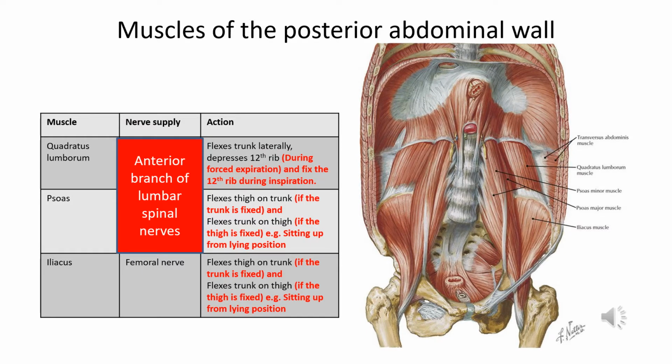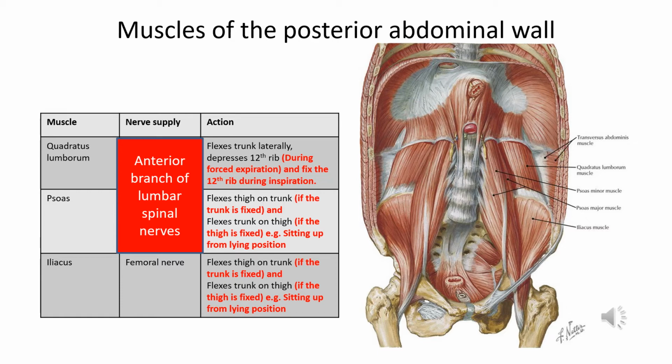Posterior wall of the abdomen is formed by several muscles. These include part of the transverse abdominis muscle, quadratus lumborum, psoas major, psoas minor, and iliacus muscles. Quadratus lumborum and psoas muscles are supplied by the lumbar plexus or anterior branch of lumbar spinal nerves. Iliacus muscle is supplied by the femoral nerve.